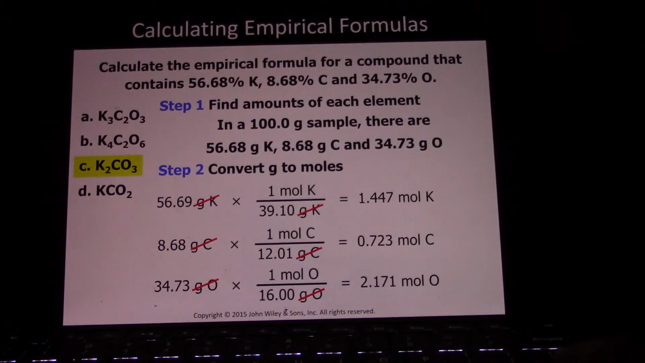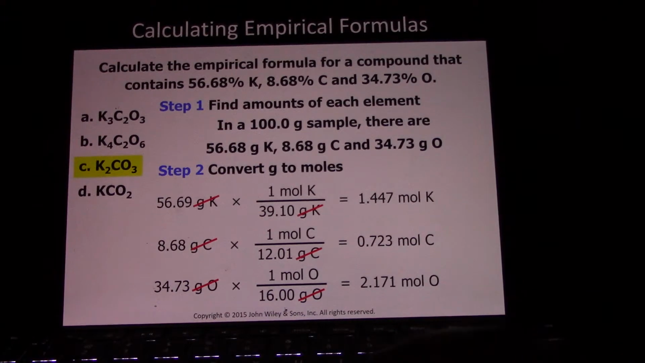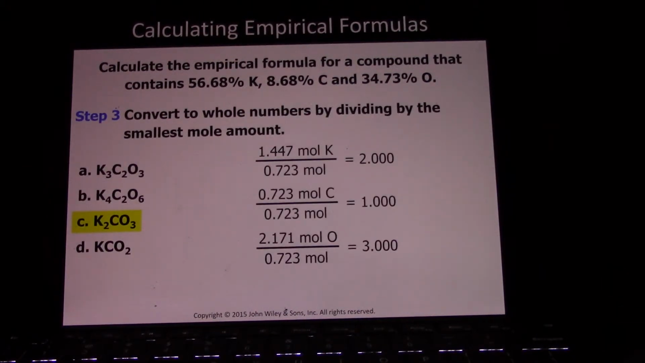56.68% of 100 grams, 56.68 grams. 8.68% of 100 grams, 8.68 grams. 34.73% of 100 grams, 34.73 grams. We convert grams to moles using our trusty periodic table. We look up each element and find the molar mass, and we convert grams to moles. And then we divide all of the moles by the smallest one, which in this case was 0.723, to get our ratio.